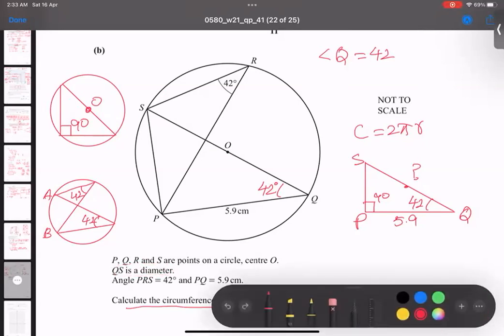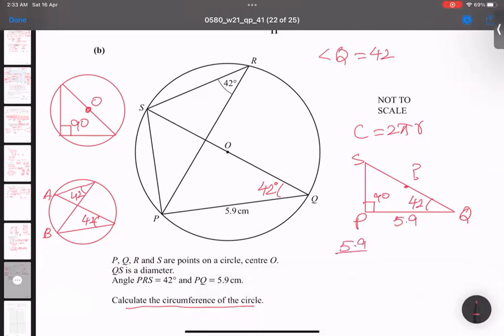So I can say adjacent by hypotenuse. So 5.9 by SQ is cos theta. Theta is 42. And 5.9 is SQ multiplied by cos theta, and cos 42 will go down under it. SQ becomes, I'm writing directly, 5.9 divided by cos 42. And I'm getting the answer 7.939, centimeters.